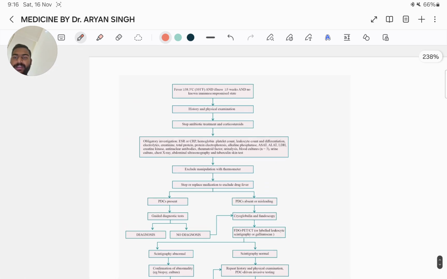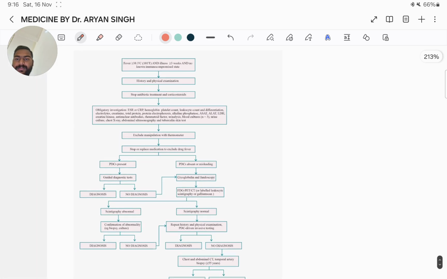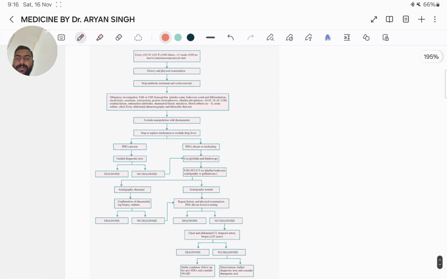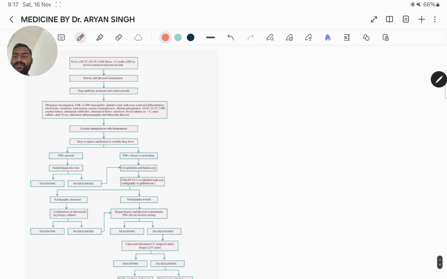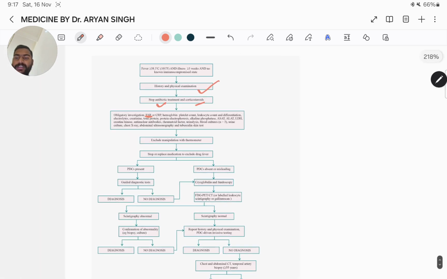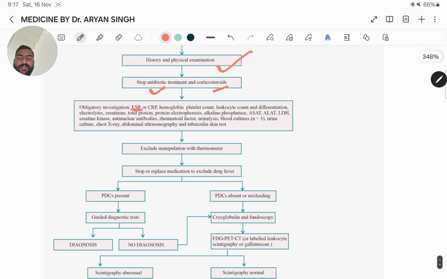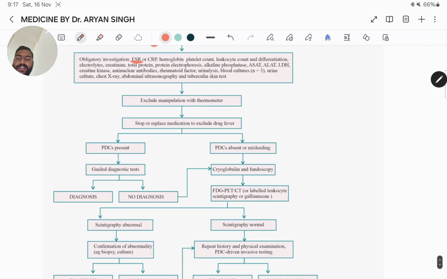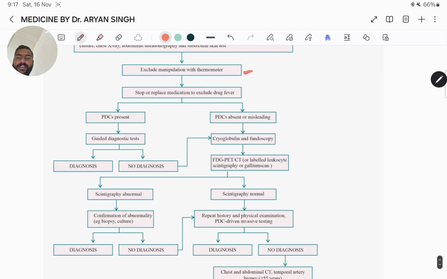If the fever is more than 38.3 degrees Celsius, 101 degrees Fahrenheit, for more than 3 weeks and no known immunocompromised state, then history and physical examination are done. Then stop antibiotic treatment and corticosteroids, and do obligatory investigations: ESR, CRP, hemoglobin, platelet count, leukocyte count and differential, electrolytes, creatinine. After that, exclude manipulation of the thermometer. Then stop or replace medication to exclude drug fever. If potentially diagnostic clues (PDC) are present, do guided diagnostic tests. If PDC are absent or misleading, proceed further.